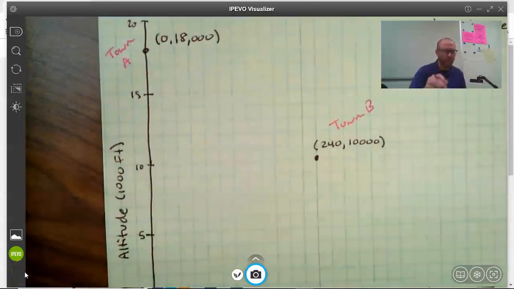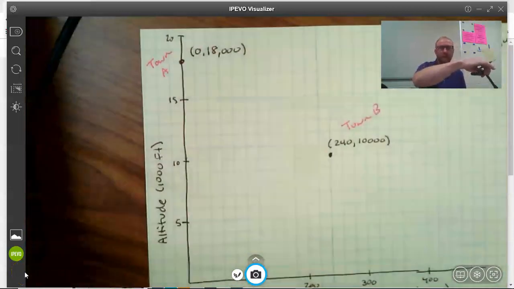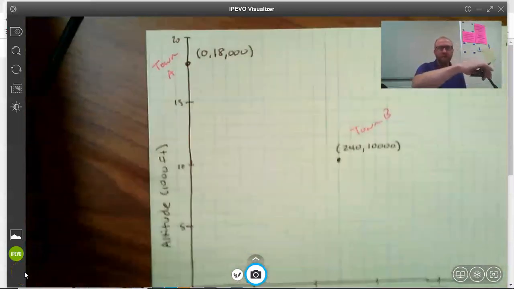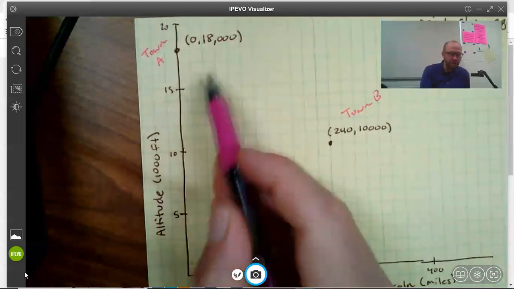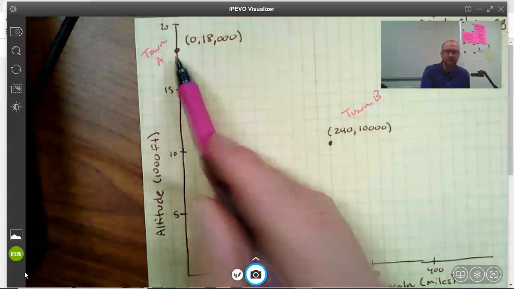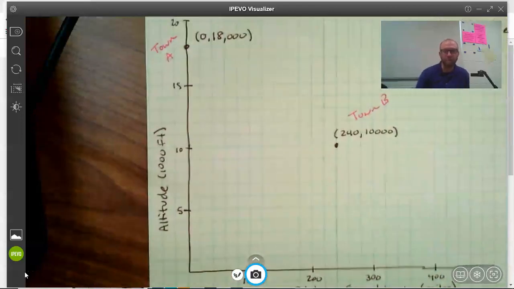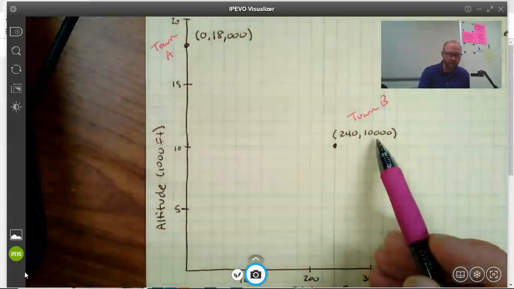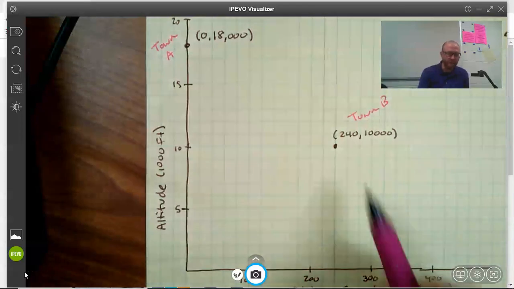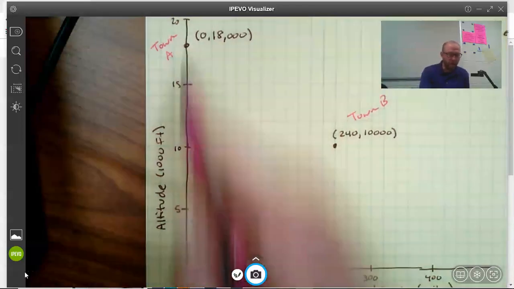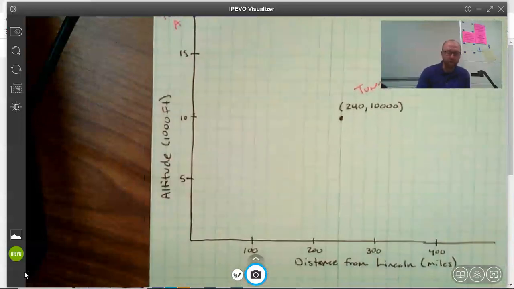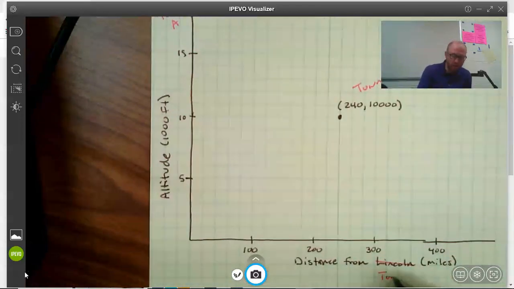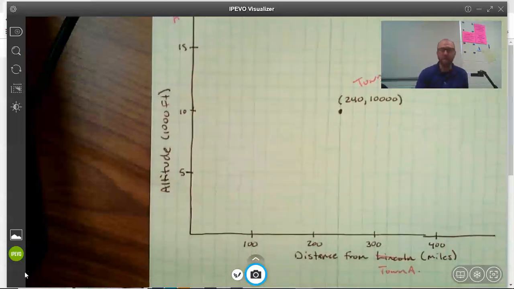Looking at another plane problem here, a descending airplane problem. We've got that this airplane is at 18,000 feet as it passes over town A. It's a very boring name. And it's at 10,000 feet as it passes over town B. And I guess I called this Lincoln down here. Okay, well, town A.